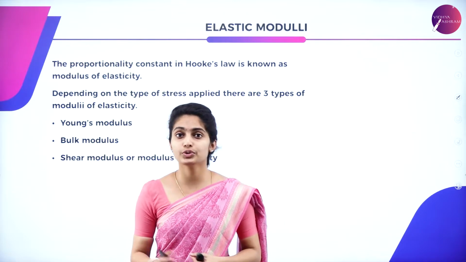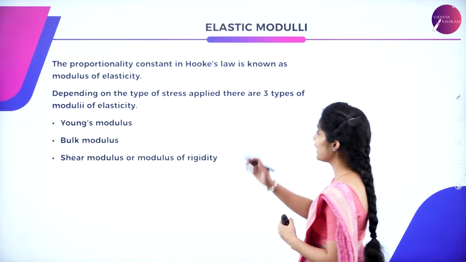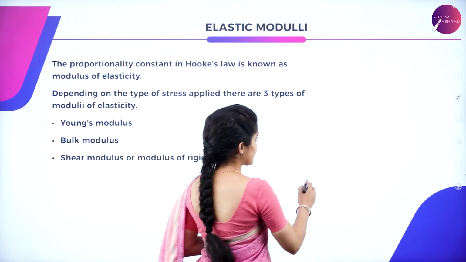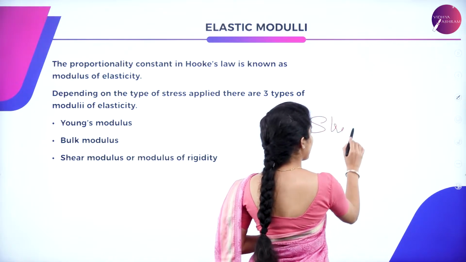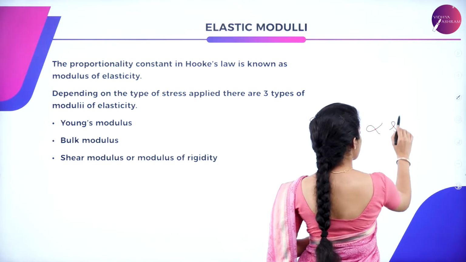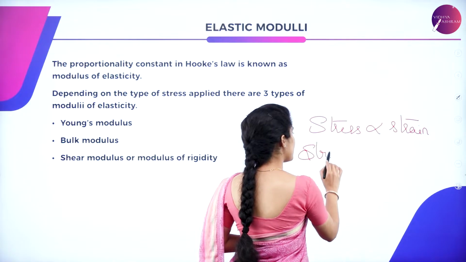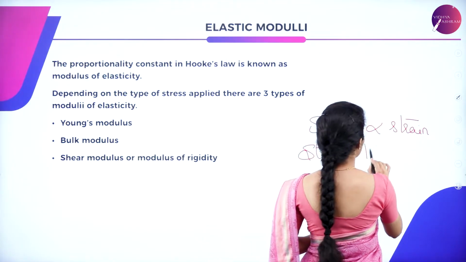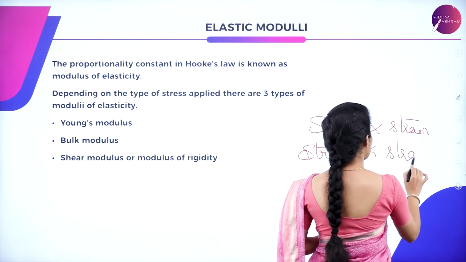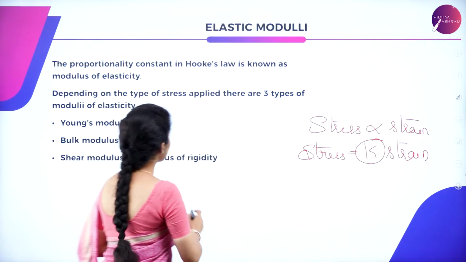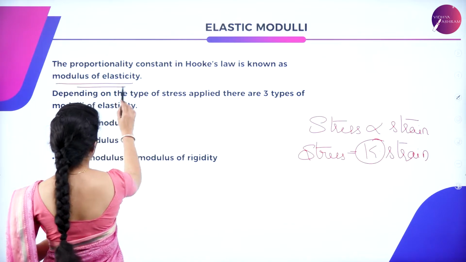Now let us go to elastic moduli. The proportionality constant in Hooke's law is said to be the elastic modulus. So we can say that stress is proportional to strain, and we have stress is equal to K into strain. This K is known as the proportionality constant, which is termed the modulus of elasticity.